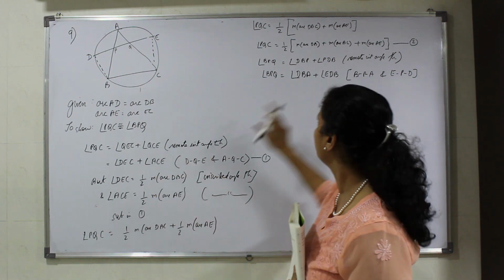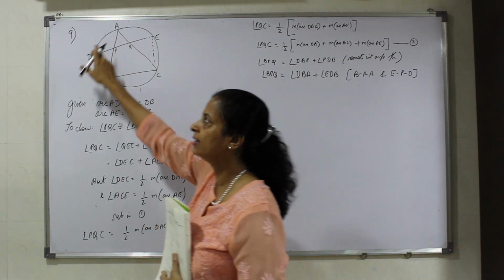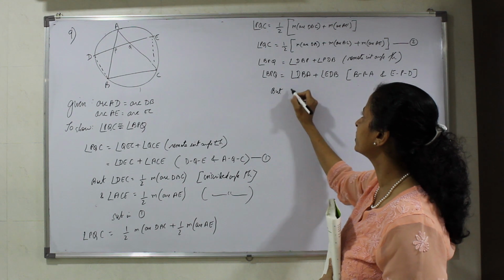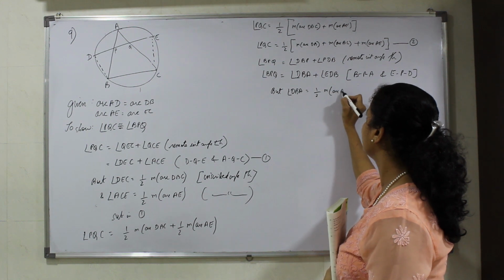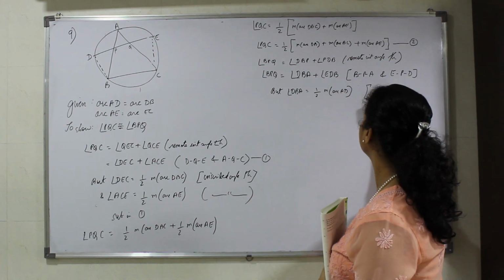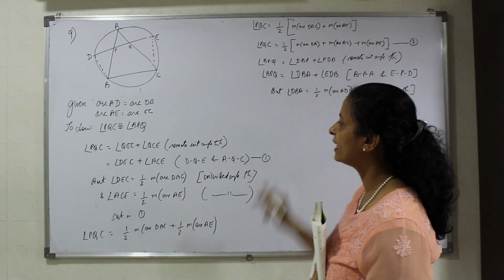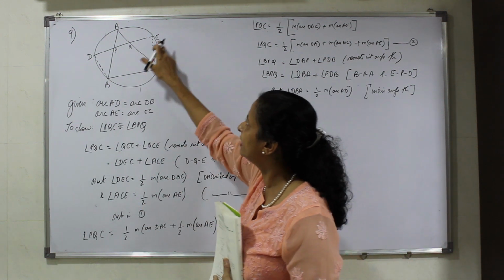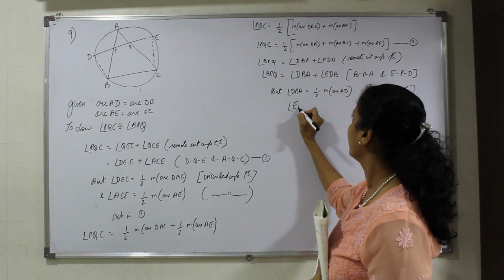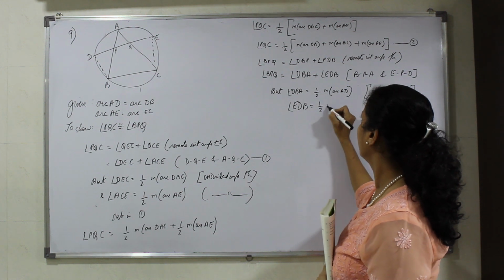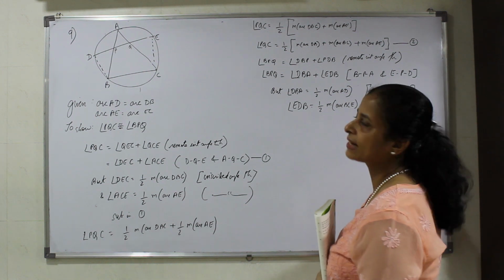Now say like this, we make changes to these two angles. What is the DBA? The DBA is half of the arc AD. The reason being inscribed angle theorem. And what is the angle EDB? Again, can you see the angle EDB? It is half of the arc BCE. The reason being the same, inscribed angle theorem.